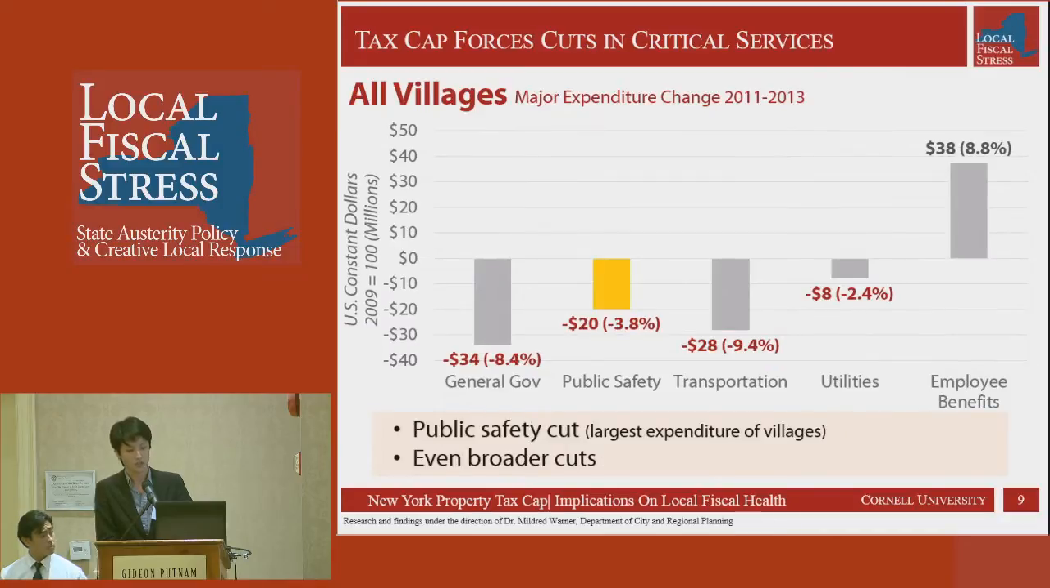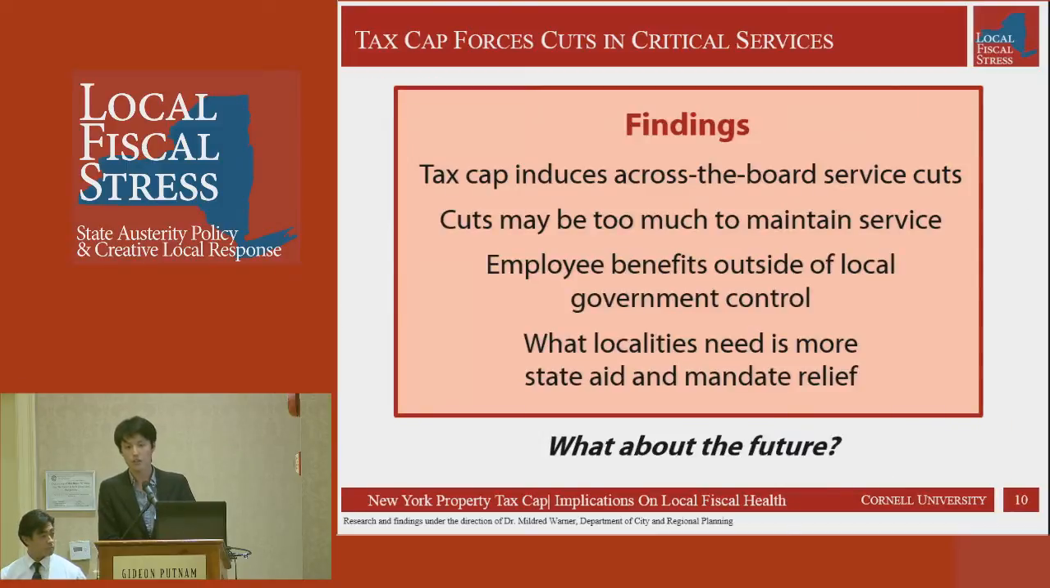And these broad cuts are also found in the villages. The largest spending component for villages is public safety, and it's cut by almost 4%, or $20 million. So in general, we find the tax cap induces general cuts to services for local governments. And these cuts are mainly in critical service areas, such as public safety and transportation. So these cuts may be too much for local governments to maintain the basic services to meet citizen needs.